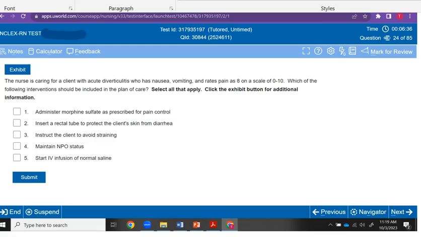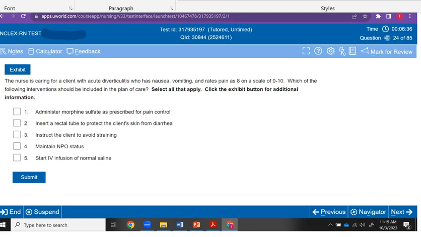All right, everybody. So let's practice what we know on diverticulitis, okay? The nurse is caring for a client with acute diverticulitis who has nausea, vomiting, and rates their pain as an 8 on a 0 to 10. Which of the following interventions should be included in the plan of care? Select all that apply. So you can stop your video and look here at the answer choices.